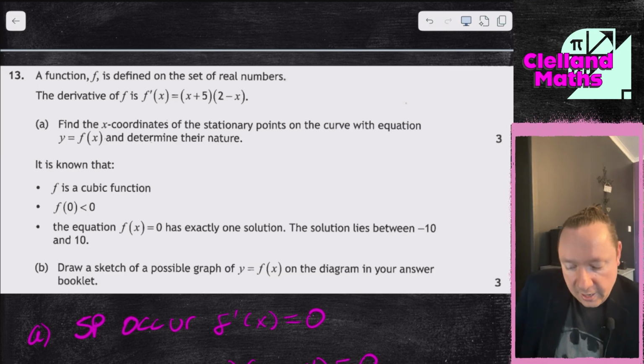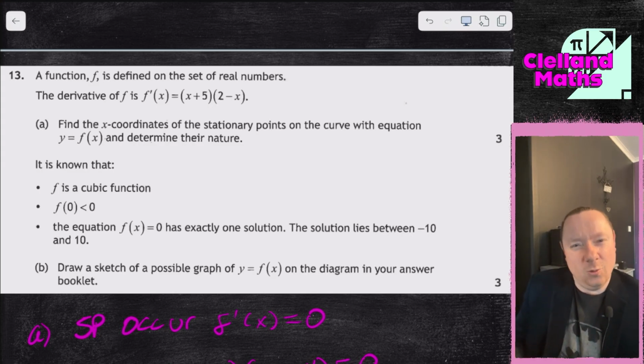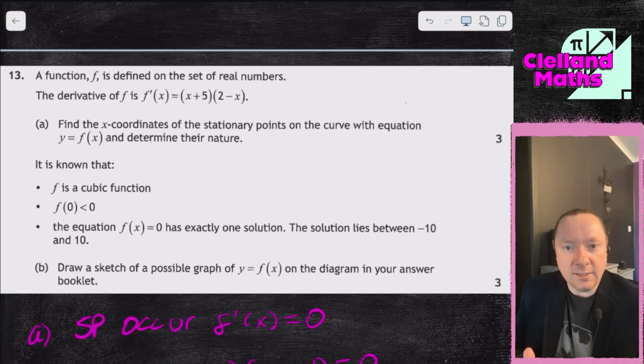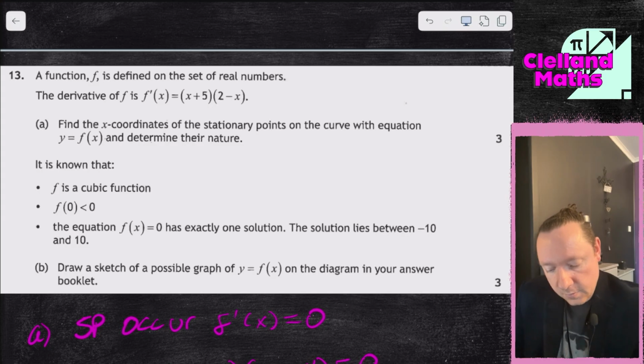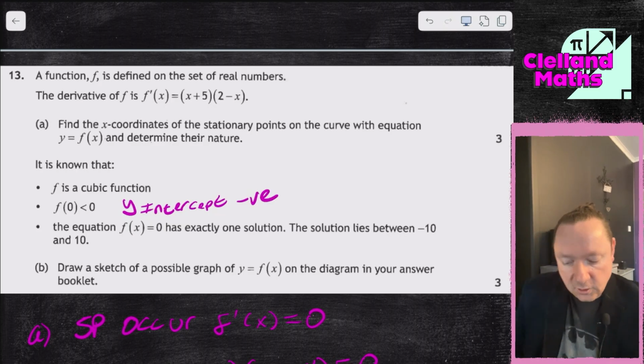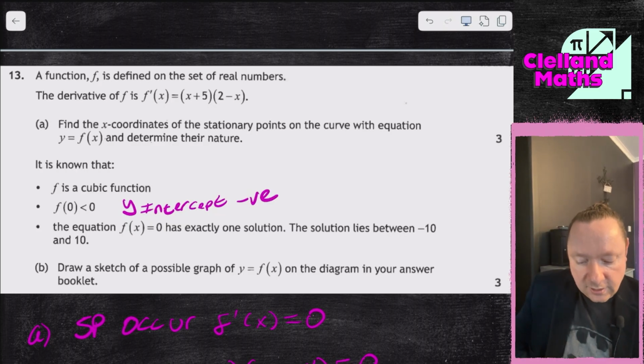Part B, it is known that f is a cubic function. F of 0 is less than 0. And the equation f of x equals 0 has exactly one solution between -10 and 10. Draw a sketch. Okay, so it's a cubic, so we know it's got 2 turning points, which we already know anyway because we just did it. F of 0 is less than 0 is saying that it cuts the y-axis at a negative number. So y-intercept is negative. And the next one, the equation f of x equals 0 has exactly one solution.